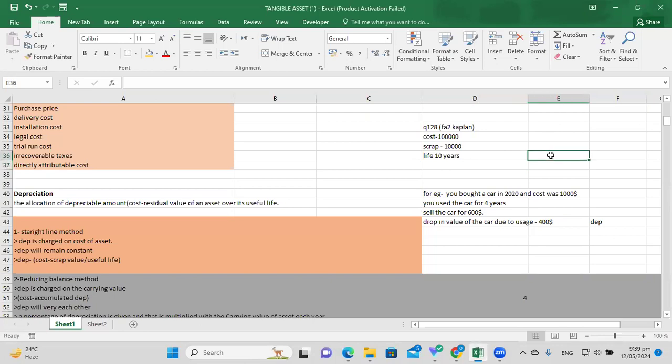Okay, so using the reducing balance, what do we do? We multiply cost by 20%, right? This is our first step. When we are using the reducing balance, we don't use residual value. So 100,000 into 20% is how much? This is 20,000, right? So our depreciation for the first year is 20,000.